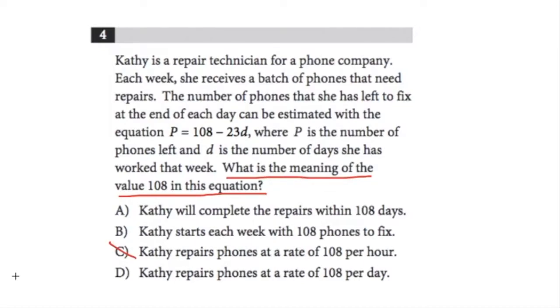I'm suspicious of D. Because if you think about it for a minute, let's say you're working an 8-hour day. Then she's fixing close to 12 phones an hour. That's like a phone every 5 minutes. That still seems fast. That might be possible. Let's keep it. We don't have to eliminate it. But I'm suspicious of A and I'm suspicious of D. And I think B, just in common sense terms, kind of makes the most sense. So if I were guessing, I'd just pick B.